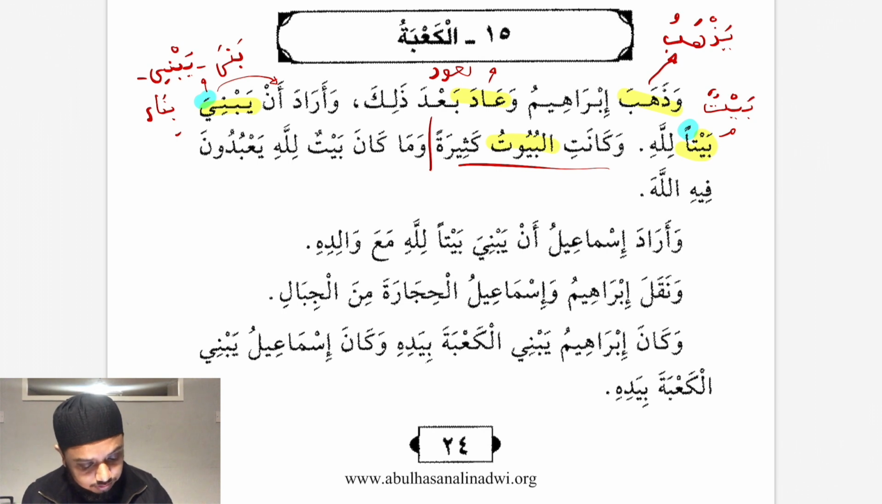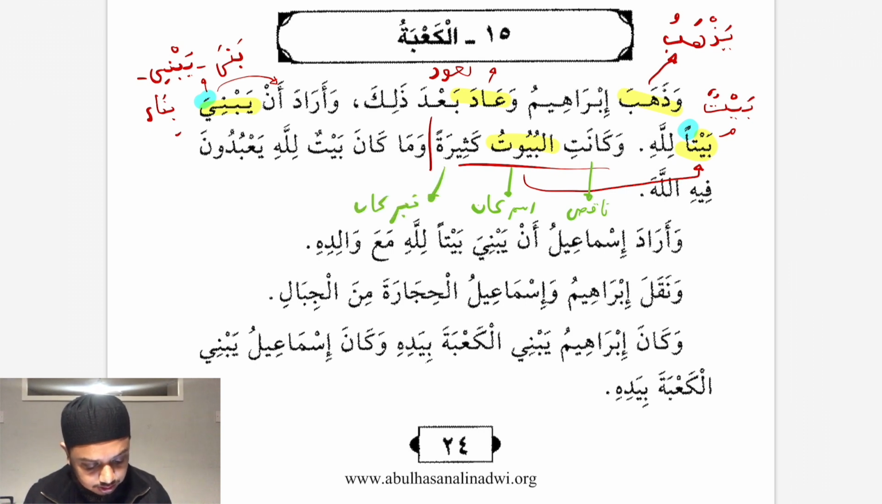بيوت is the plural of بيت. كانت is فعل ناقص. It's a defective verb. البيوت is اسم كان, and كثيرة is خبر كان. So that's why البيوت is مرفوع, and that's why كثيرة is منصوب. The ism of فعل كان or any defective verb is always مرفوع, and its خبر is mansoob. The subject of a defective verb is always marfu', is always nominative, and the object of a defective verb, the khabar, is always mansoob, is always accusative. So these are both as such due to kana.